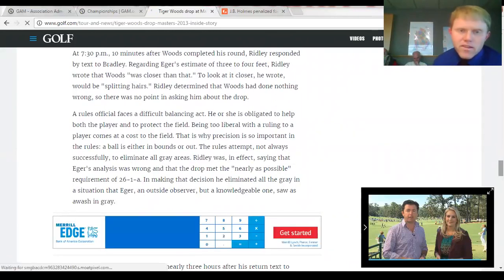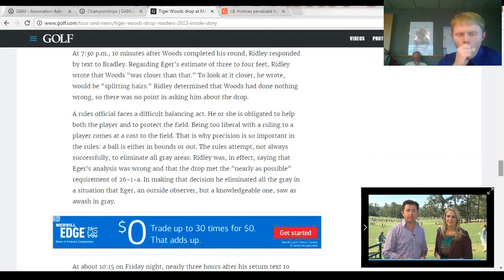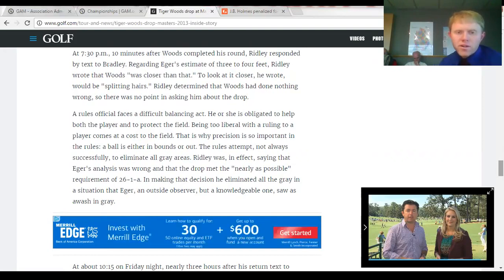A rules official faces a difficult balancing act. He or she is obligated to help both the player and to protect the field. Being too liberal with a ruling to a player comes at a cost to the field. That is why precision is so important in the rules. A ball is either in bounds or out. The rules attempt, not always successfully, to eliminate all gray areas. Ridley was, in effect, saying that Eager's analysis was wrong and that the drop met the nearest-possible requirement of Rule 26-1a.